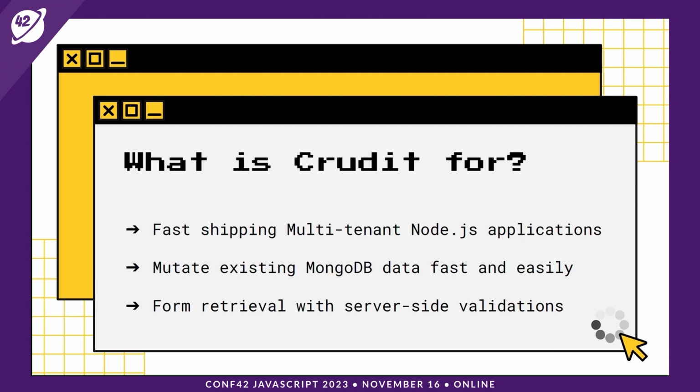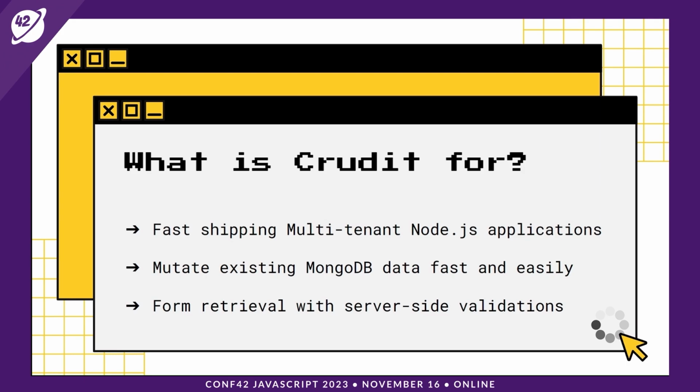Let's say you want to create a dashboard where some users can see something and some users can see something else. You can create this interface with Crudit, and you can allow users to log in with their credentials and see only the database they have access to.